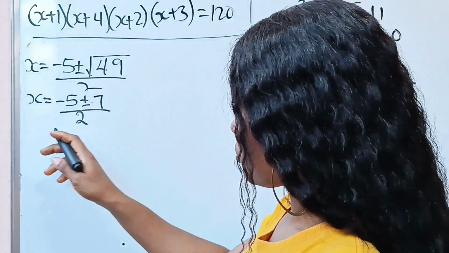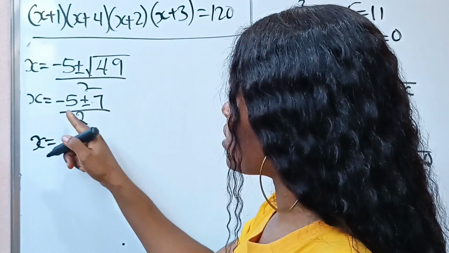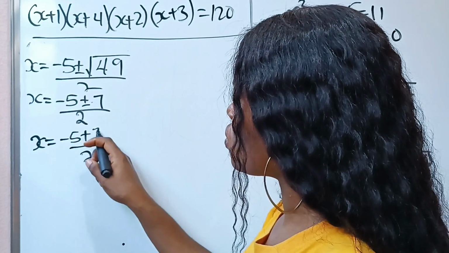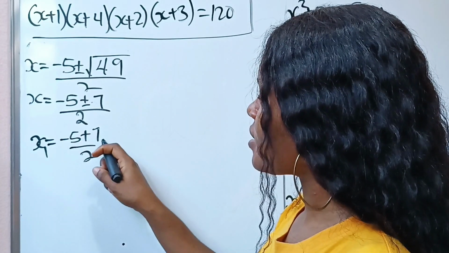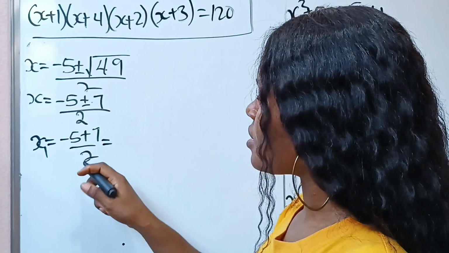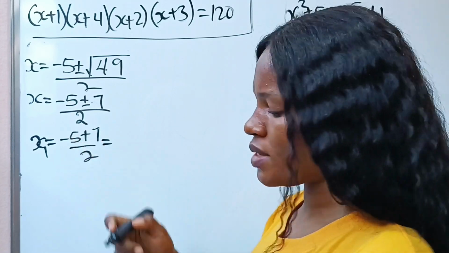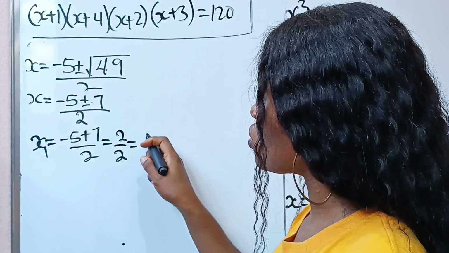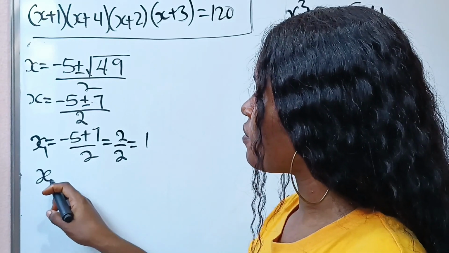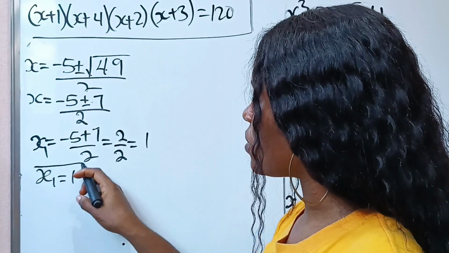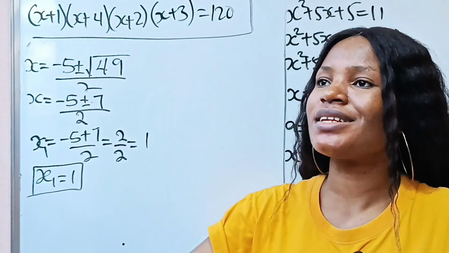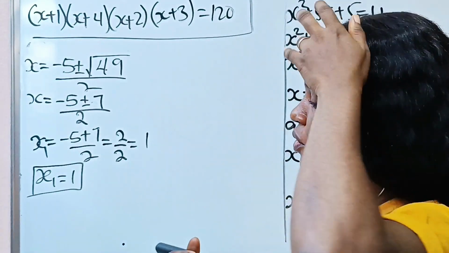Okay, now our x is what? Minus 5 plus 7 over 2. That is the first value of x, which can be written as minus 5 plus 7, which is same as 7 minus 5, which is what? 2 divided by 2, which is 1. So that means that the first value of x is 1. Okay, we've gotten 1, remaining 3 more.